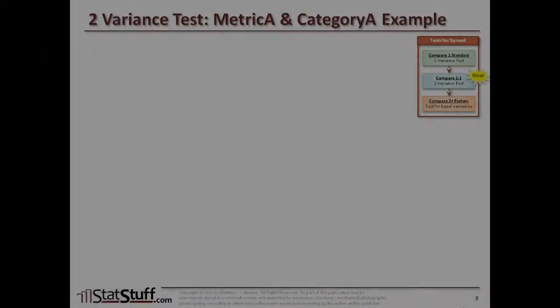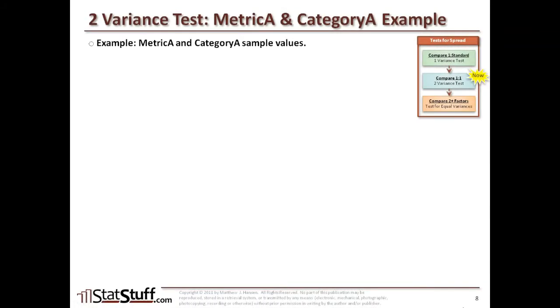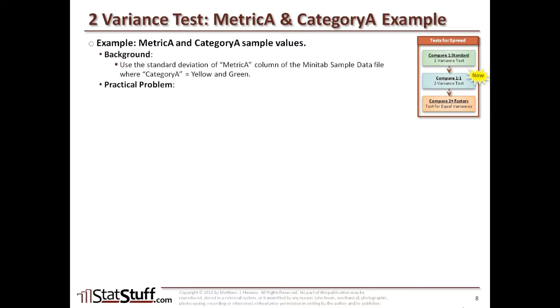Okay, let's go through another example of the two variance test. In this example, we're going to be looking at metric A and category A sample values. For the background, we're going to use the standard deviation of the metric A column that's within the Minitab sample data file that's part of the website. We're also going to refer to the category A column of data, but specifically just looking at the two groups for the category of yellow or green, and we'll ignore the other colors associated with category A. For the practical problem, we're asking ourselves, is there a difference in metric A's standard deviation when category A is yellow or green?